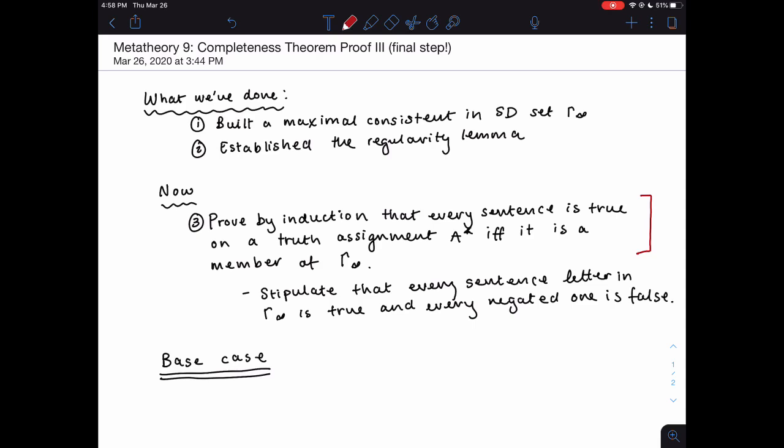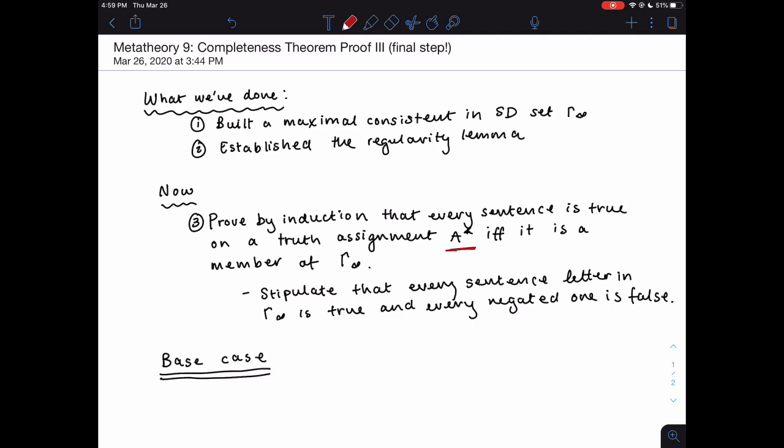In this video, we're going to prove by induction that every sentence of SL is going to be true on a truth assignment if and only if it's a member of gamma infinity. So here we have a claim about consistency in SD, namely being a member of gamma infinity, which is by definition a set that's maximal consistent in SD, and we have here a claim about truth value assignments. So we're finally going to be able to prove that claim. We're going to call the truth assignment that we're dealing with A star, just for clarity.